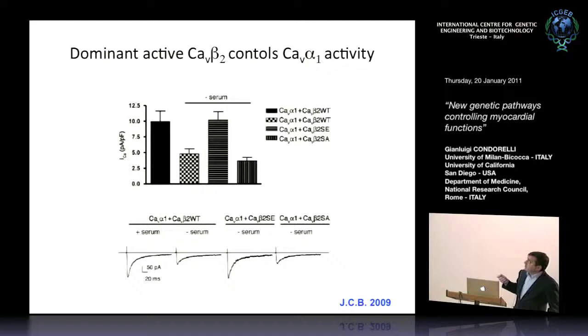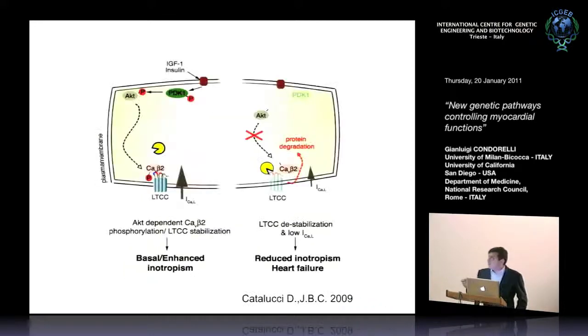And then we used this beta 2 and alpha 1 in heterologous systems to do electrophysiological studies, and we found that, for example, if you overexpress these two, and also with the mutation site that mimics the effects of AKT, you increase the calcium current. So the idea that we came out with is this: IGF-1 insulin activates PDK-1. PDK-1, of course, activates AKT. AKT phosphorylates beta 2, and this increases the amount of alpha-1 on the surface of the membrane. If you don't have this pathway, there is increased protein degradation of alpha-1c, because beta 2 doesn't bind to alpha 1, and that induces the degradation of alpha 1c in the cell. And so this may explain the effect on inotropism of the IGF-1 pathway.